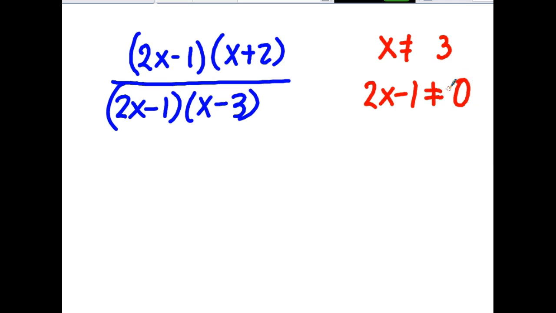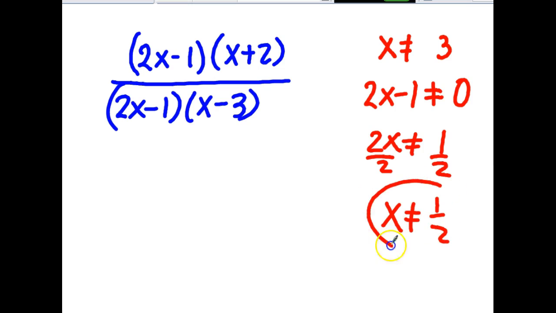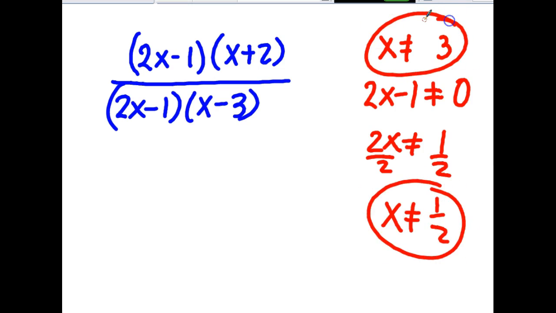I'm going to solve that one out because it's a little bit more complicated. Add 1 to both sides. Divide by 2. This is the excluded values. And what's my answer?